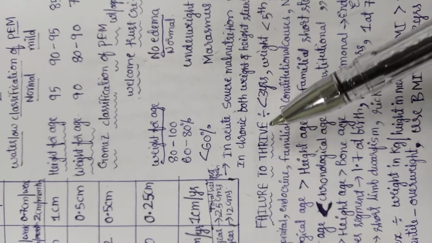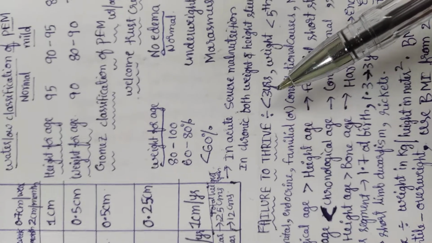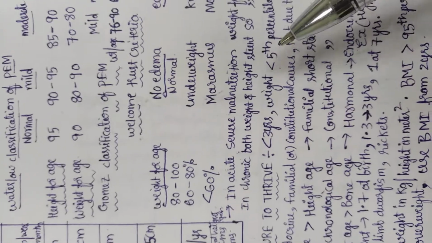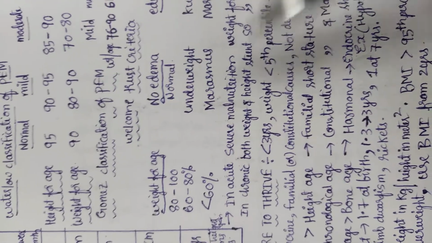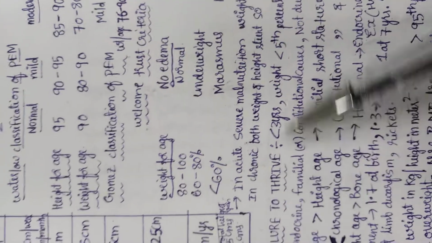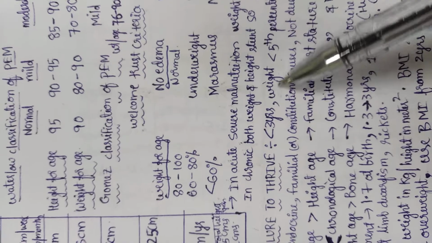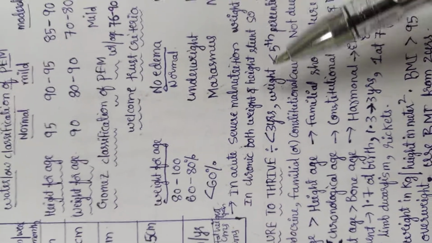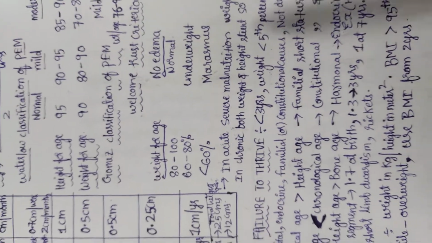Next we will come to the definition of failure to thrive. Failure to thrive can be defined in children less than 3 years with weight less than 5th percentile. So failure to thrive is mainly dependent on weight, not on height. Weight less than 5th percentile. It is in children less than 3 years only.